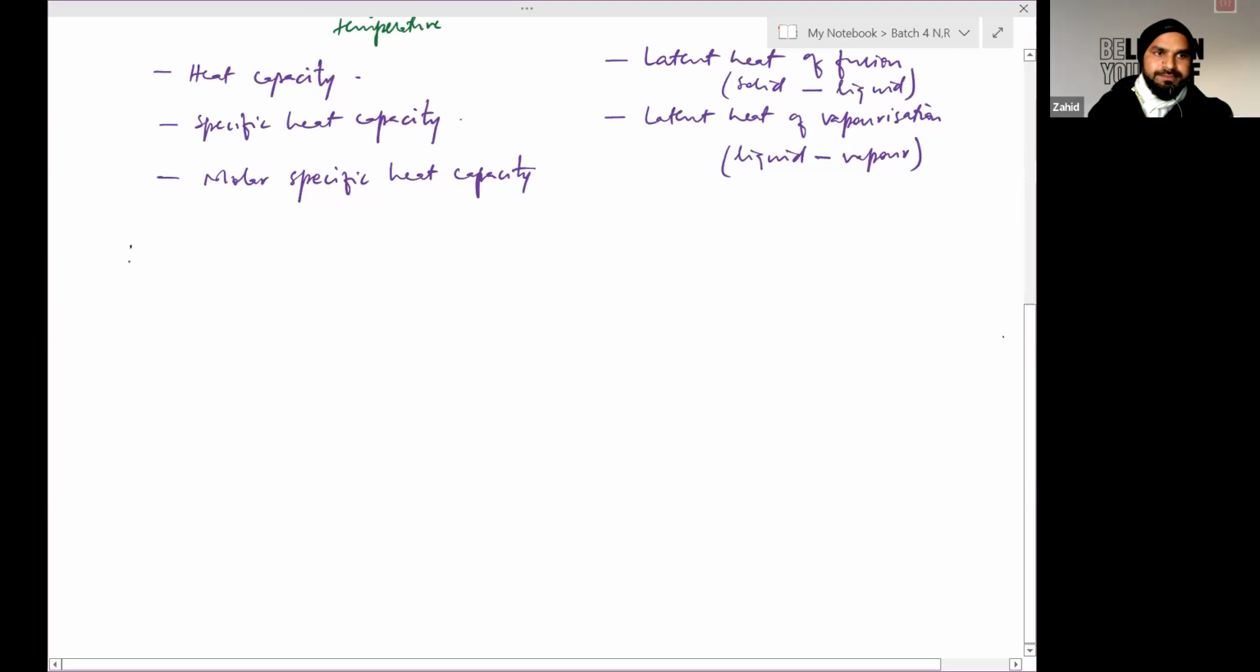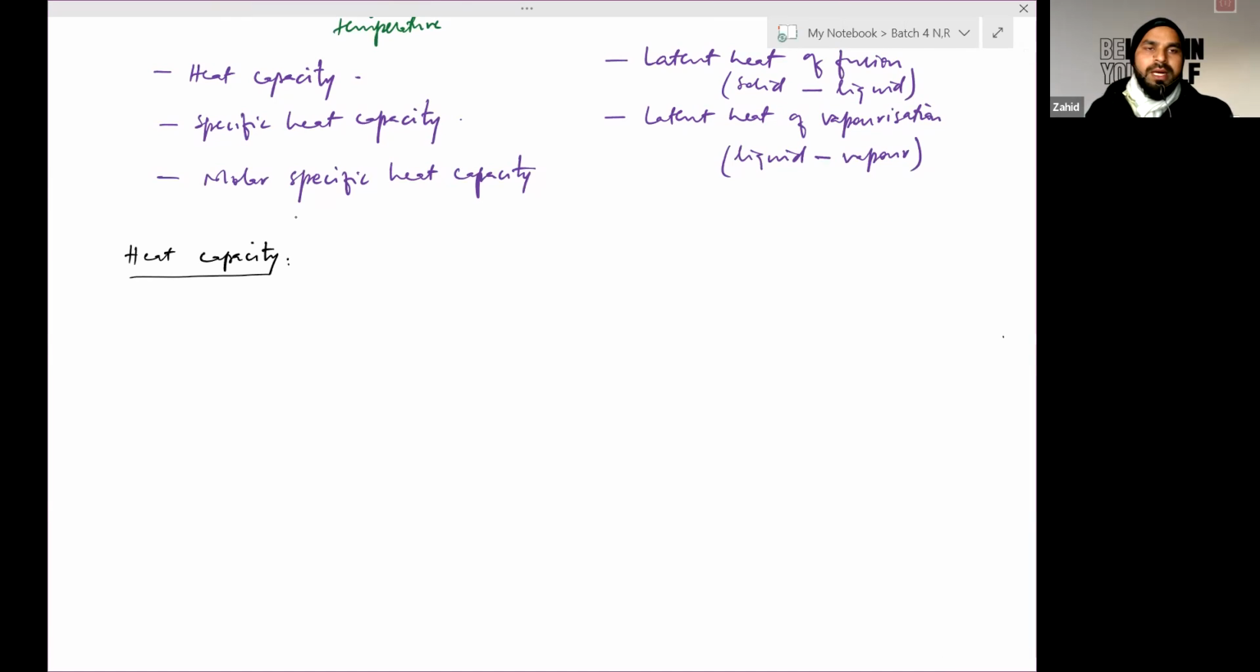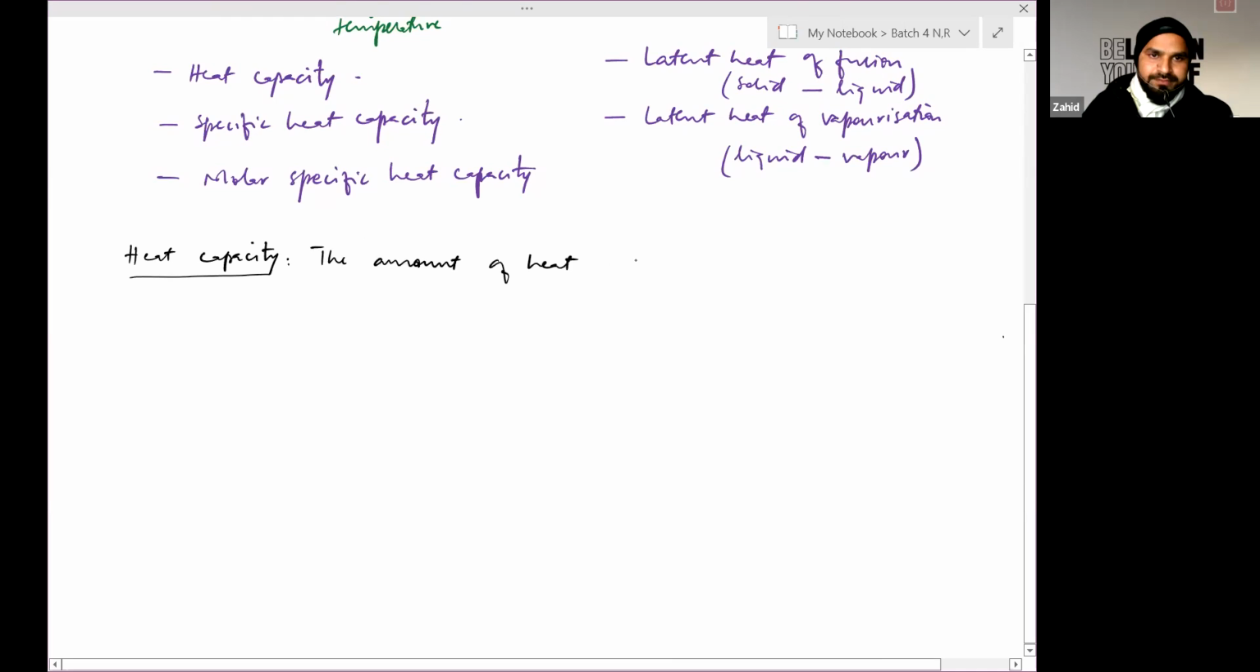So first is heat capacity. It states the amount of heat required to raise or change the temperature of any particular substance by 1 degree Celsius or 1 Kelvin. First, I will give the definition part of these five different topics. Then I will explain how to apply them to different problems. Okay.